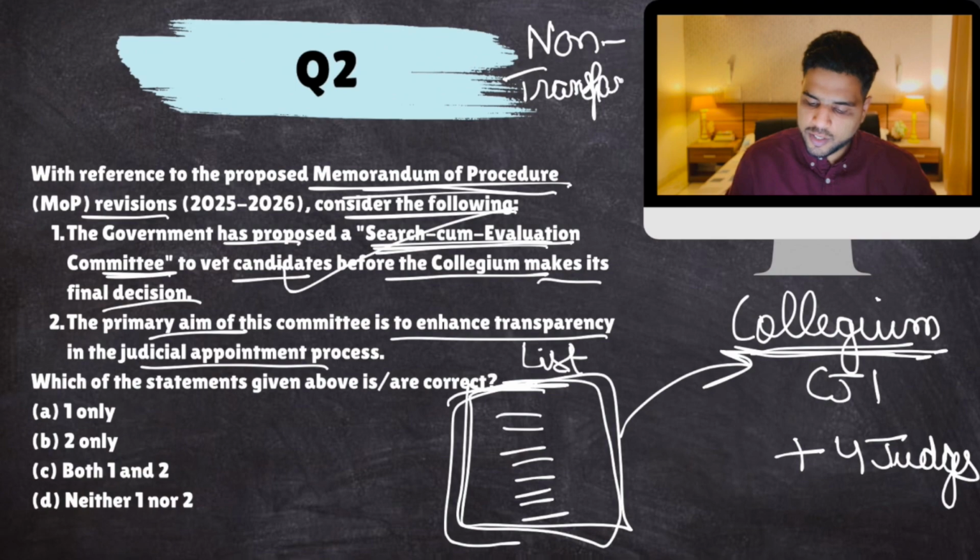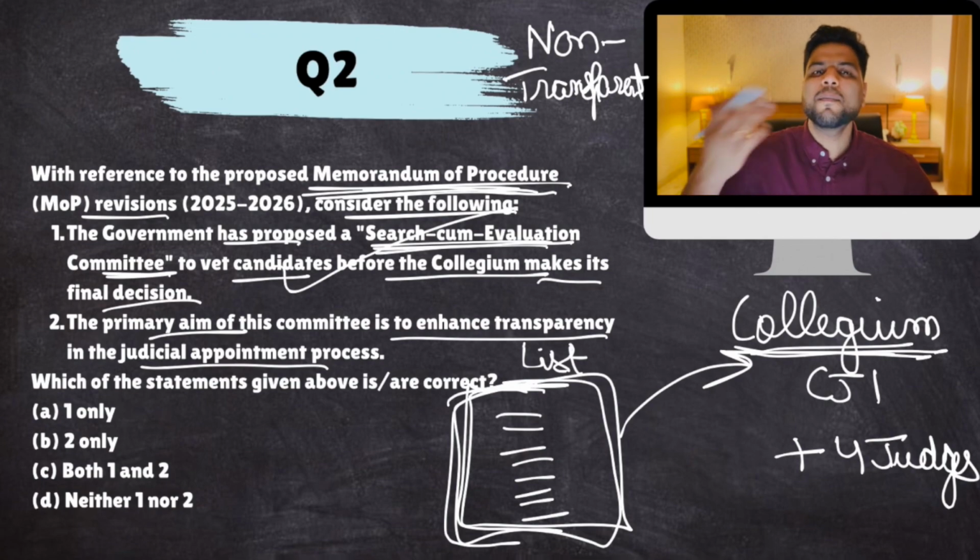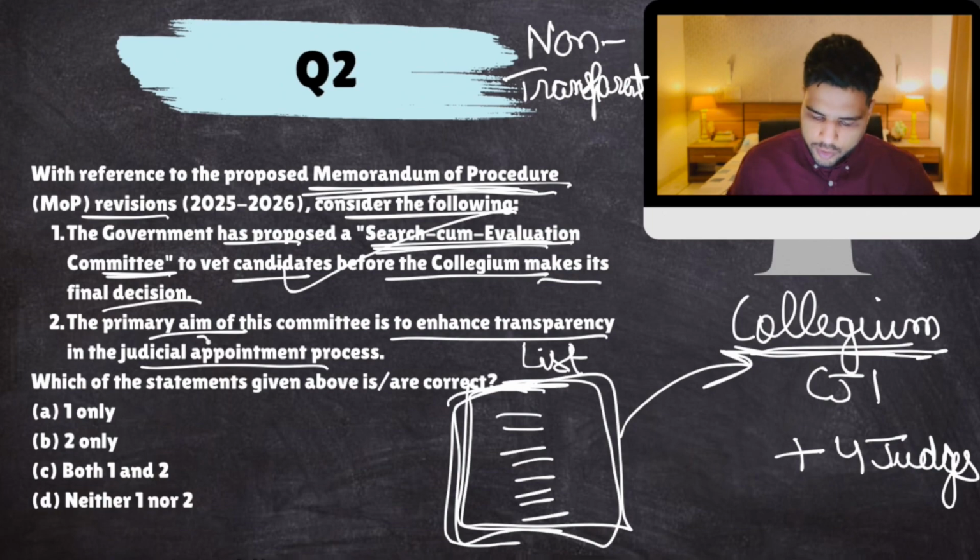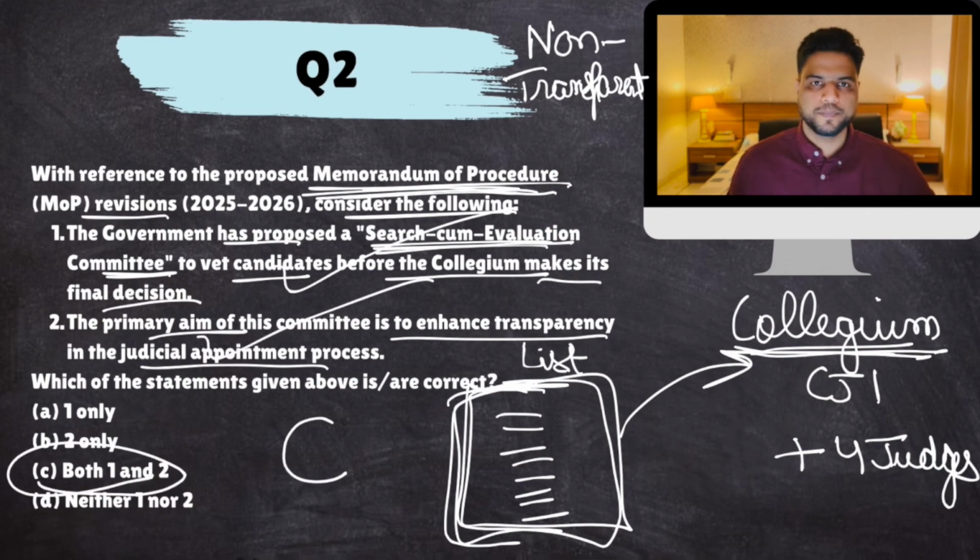This is the biggest criticism leveled against the collegium system, and that is why many reforms are proposed. In fact, NJAC, National Judicial Appointments Commission, was a reform only. So to add some transparency, this MOP, Memorandum of Procedure, this list system, the search cum evaluation system was added to add some transparency, to give some legitimacy to this system. Okay. So the second statement is also correct. The answer would come out to be C.